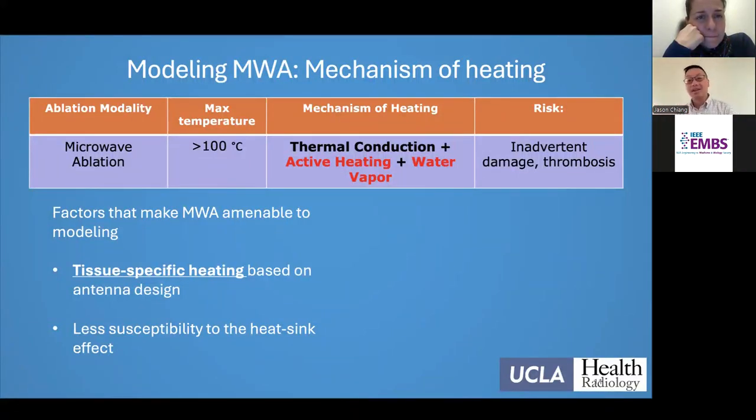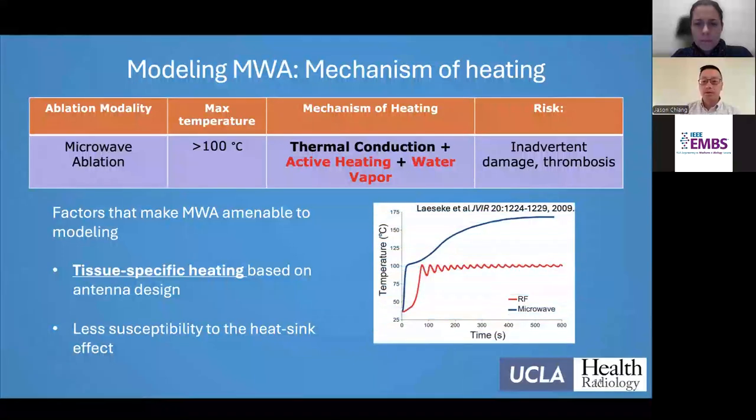You have bile ducts, the capsule, blood vessels, diaphragm. I've seen people ablate through all of these things. So if you don't know where your ablation zone is, you can cause very bad things to happen. Another cool thing about microwave ablation is there's tissue-specific heating, so you can tune your antennas to deliver energy specifically into the organ that you're interested in. And because you are heating with active heating, it's less susceptible to the heat sink effect.